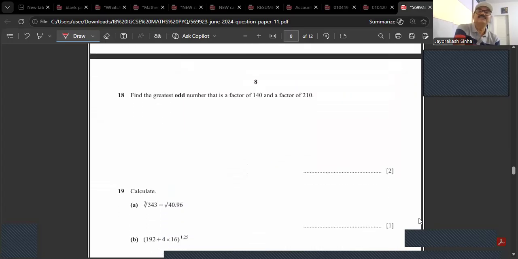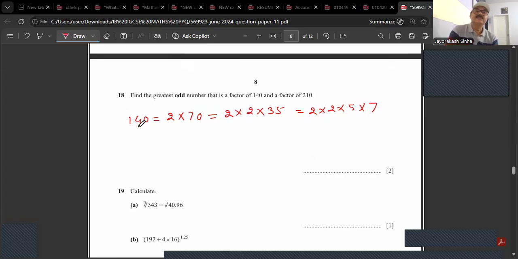Find the greatest odd number that is a factor of 140. So we write the factors of 140. 140 can be divided by 2. So we can write 2 into 70. The same number we can write 2 into 2 into 35 also. Now we can write 2 into 2 into 5 into 7. So this will give you 140.